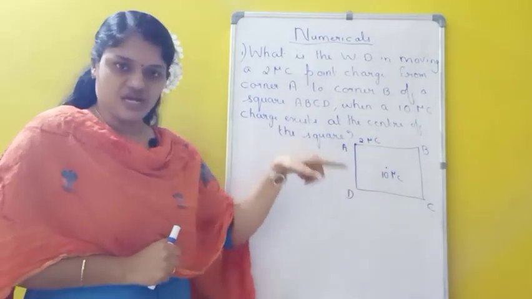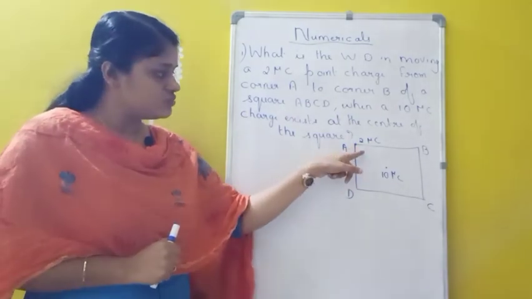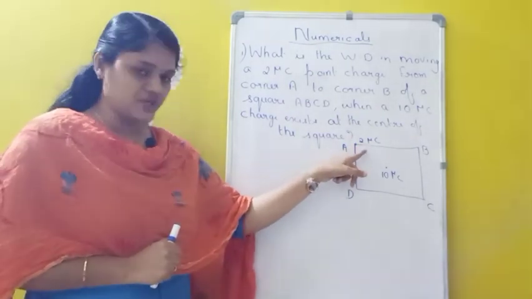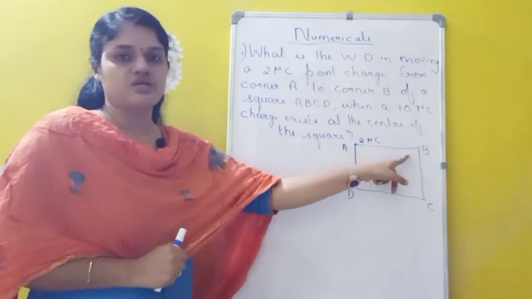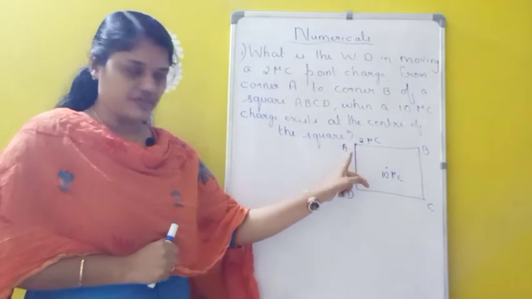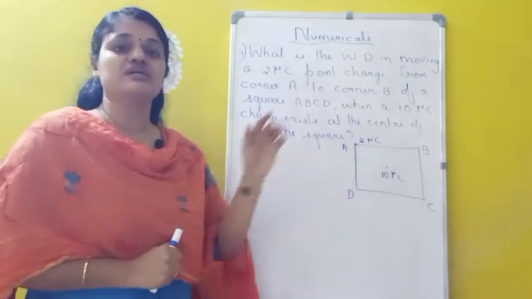Okay. So what we have to do is find out the work done to move this 2 microcoulomb charge from one corner of this square, that is from A to which one? To B. So we have to move this charge from A to B. For that we have to find out the work done.